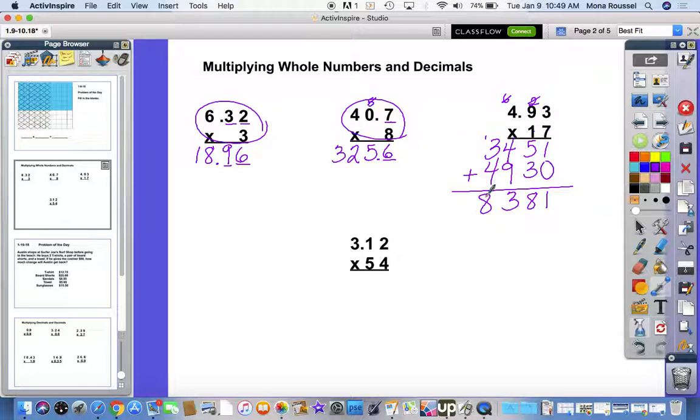And now we count decimal places. There are 2 in the first factor, no decimal places in the second factor. We have 2 decimal places in our product, which is 83 and 81 hundredths.